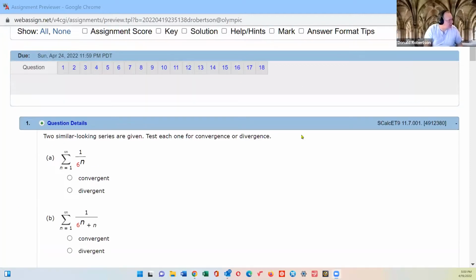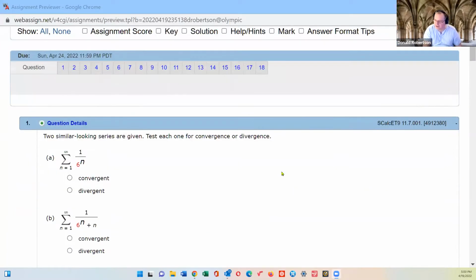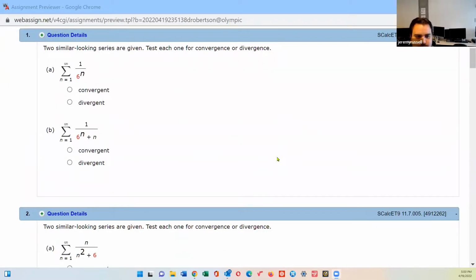This homework, hopefully you're looking at, is 11.7 strategies for testing. Is that what you're looking at, guys? Okay. Now, the reason why this is 0 points is that I want you to do as many questions as you feel comfortable about, and there is no consequence to getting them wrong. So it won't affect your grade because it's 0 out of 0. So in a way, you're getting 100% or you're not, but it doesn't matter.